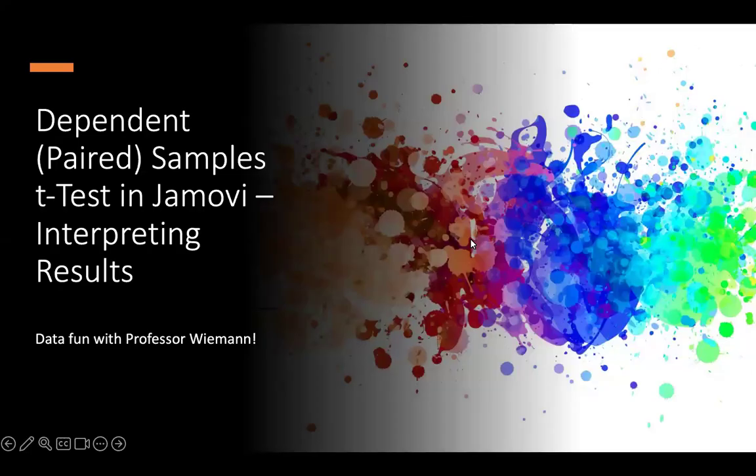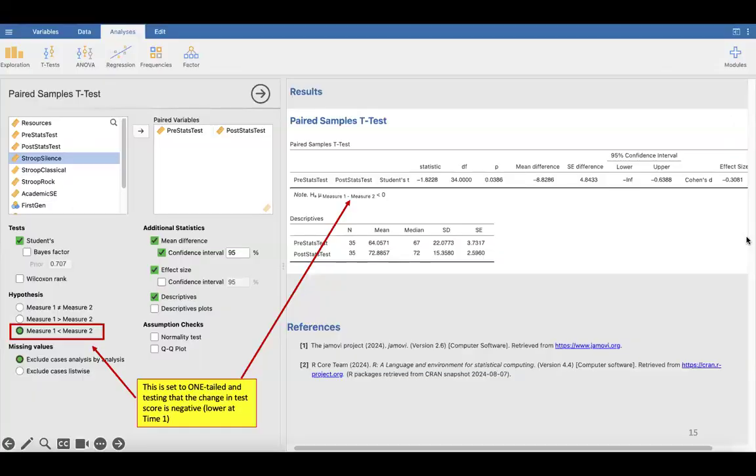Hey y'all, this video is on interpreting the results in Jamovi for a dependent or a paired samples t-test. And so here you can see the results from Jamovi.